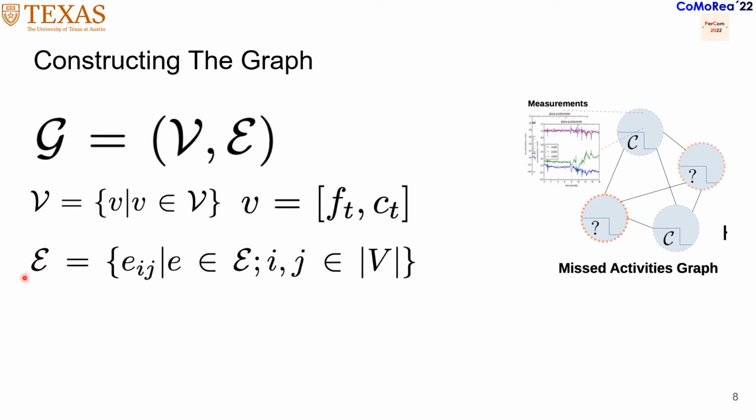And for the edges, we set the edges to 1 to represent an equal relationship between all the nodes. It might be in future work that we have a better edge representation, but for now, for simplicity, we use this kind of representation. And for missed activities, we want their class label to be 0.